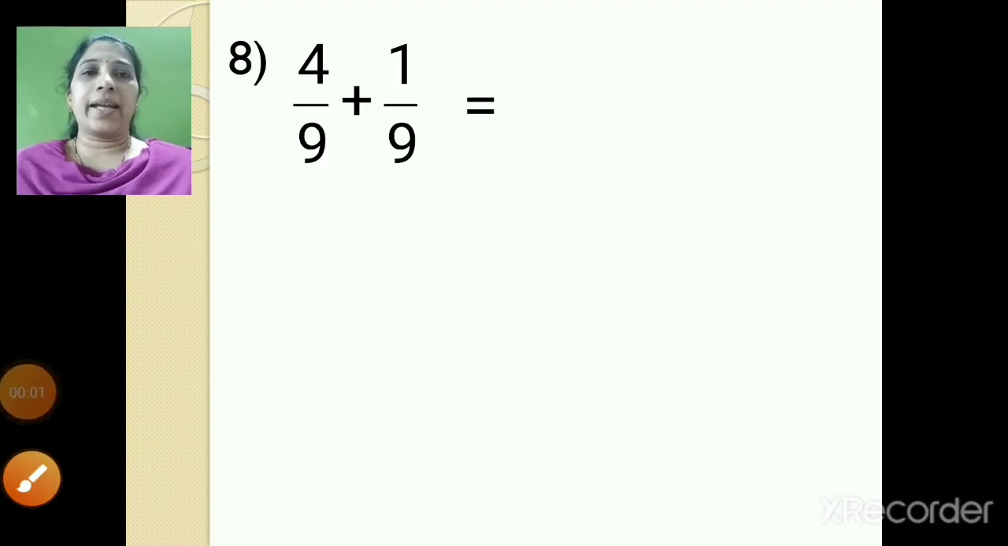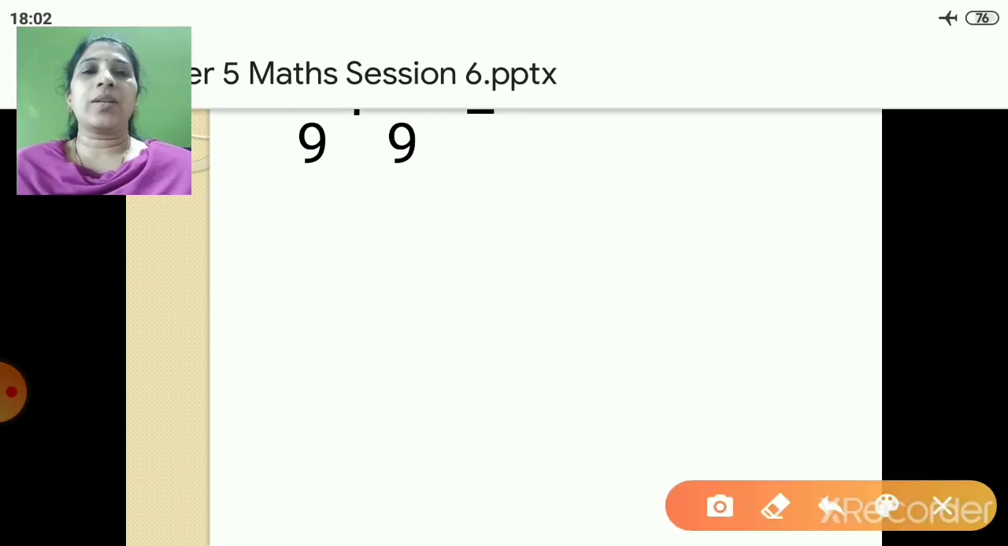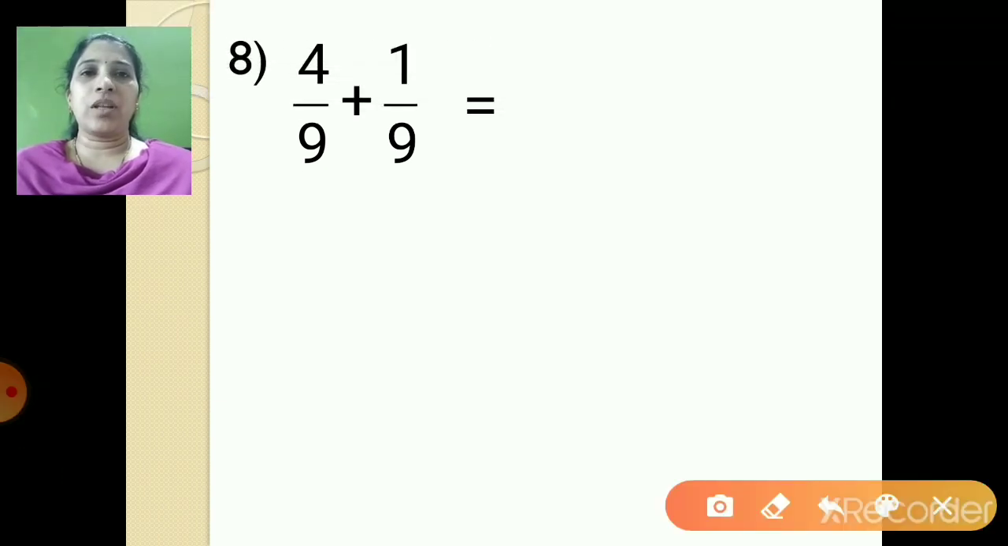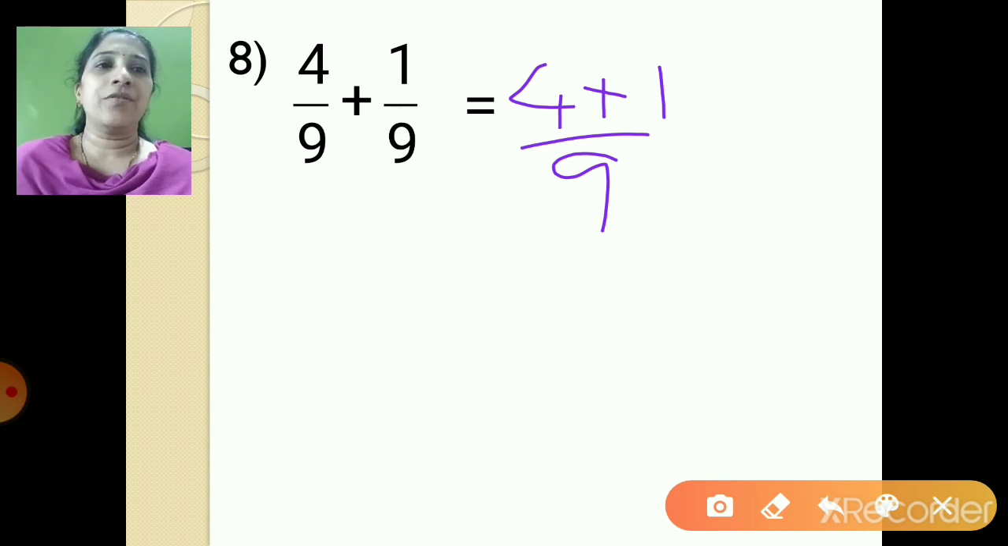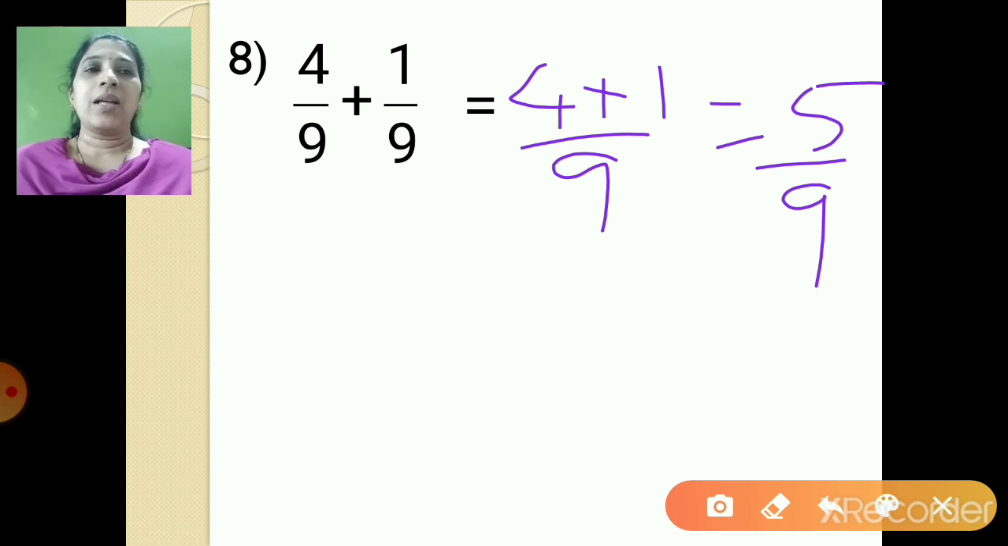Let's solve the eighth one. 4 upon 9 plus 1 upon 9. So you can see children, the denominator is same for both the fractions. So we will write it as 9 only, right? And we are going to just add the numerator, that is 4 plus 1. So what is 4 plus 1 children? 5. So we will write it as 5 upon 9, right? And 5 upon 9, it is not further divisible also. So 4 upon 9 plus 1 upon 9 is equal to 5 upon 9.